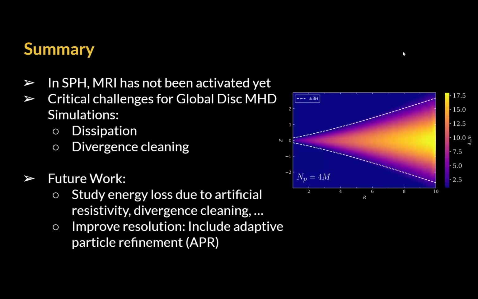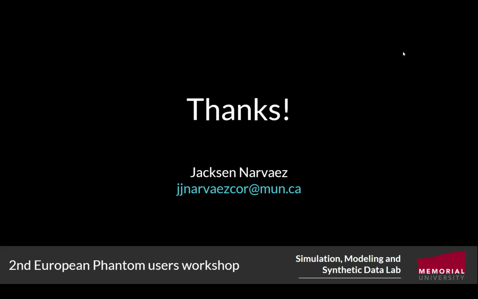As you see here in this plot for 4 million particles, this is the quality factor. We need to improve that resolution mainly here in the inner region of the disk, where the quality factor becomes lower than 5. Based on the adaptive particle refinement, if we improve the resolution up to 10 million particles, it will be better to allocate those particles in the inner region, such that we improve the resolution in the disk. So that's all. Thanks so much for your attention.